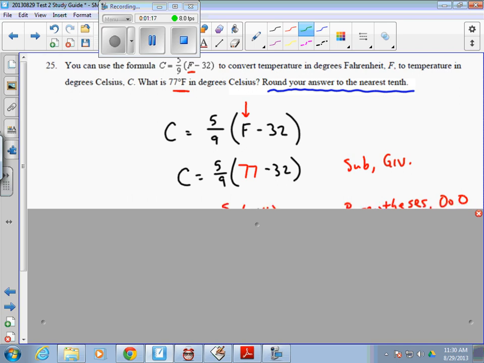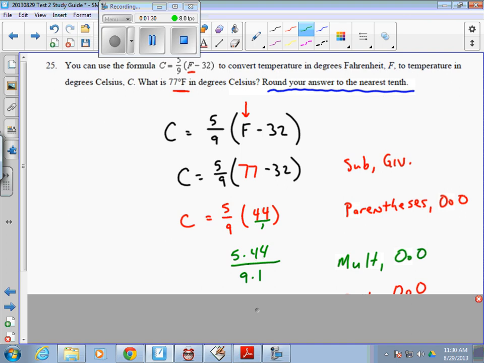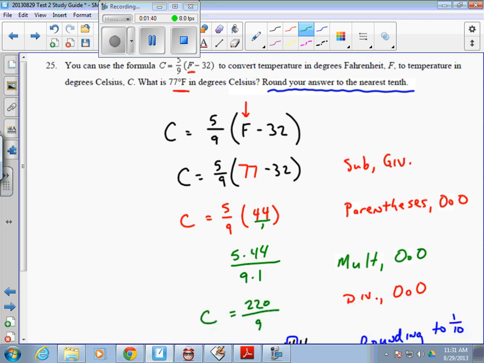Then do what's inside parentheses. 77 minus 32 is 44. So now you have C equals 5 over 9 times 44. Again, doing what's in parentheses because order of operations. 44 is the same thing as 44 over 1. You multiply fractions straight across, 5 times 44 and 9 times 1. That gives you 220 over 9.